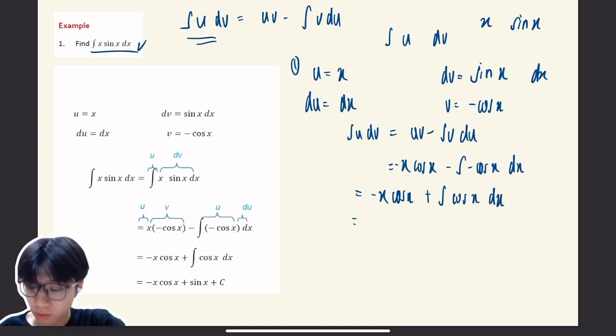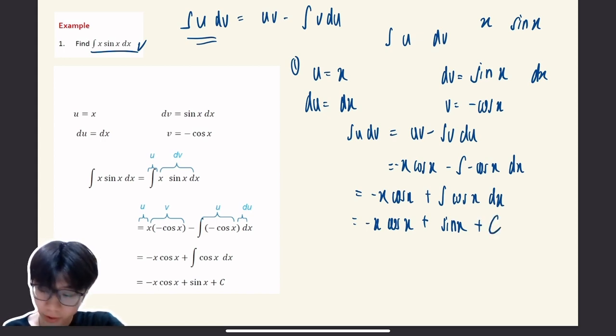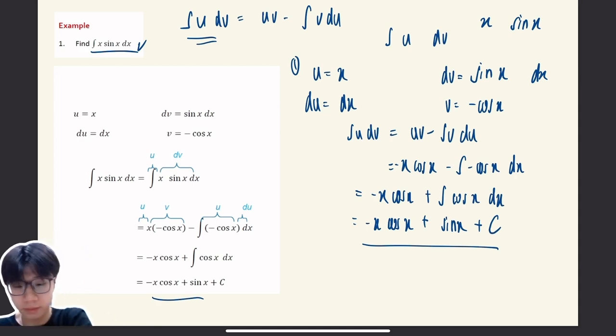Now we just need to complete the equation. Rewrite it: negative x cos x plus integrating cos x, we will be getting sin x. Also remember to add the constant here. Comparing the solution and my solution, this is the same.